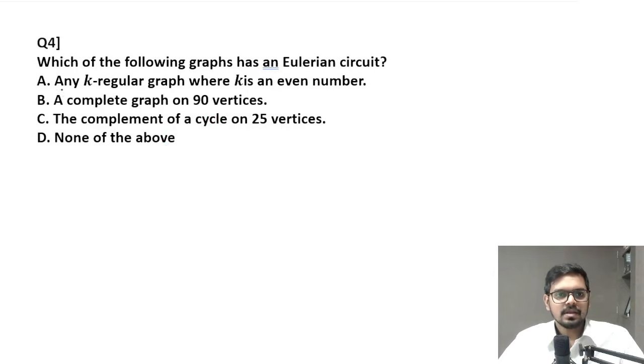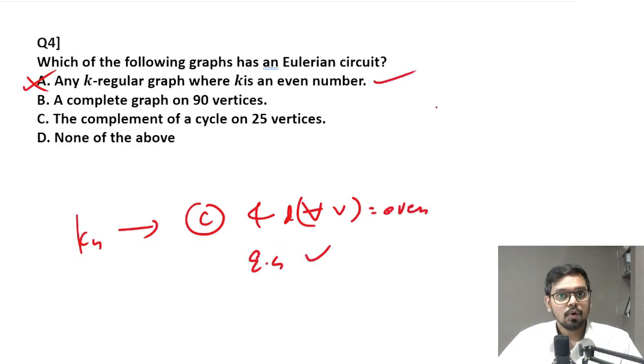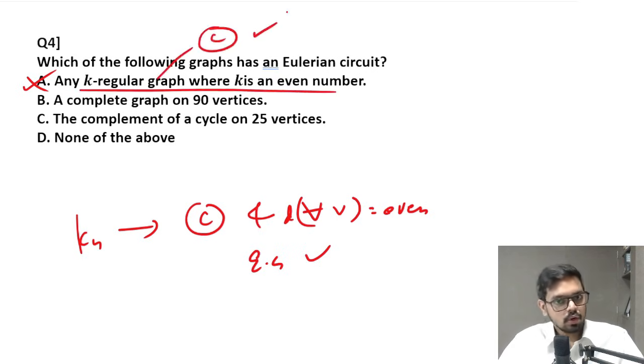Tried? You will say, sir, very easy question, option A is correct. That's what I expected. Absolutely incorrect. Sir, but in the class you have told K_n graphs are always Eulerian if it is connected and all the vertices have even degree. Yes, I have told, I agree. Then sir, same thing? No, these two are not the same. Check. In the option, are they saying the graph is connected always? No sir, they are just saying K-regular graph where K is an even number.